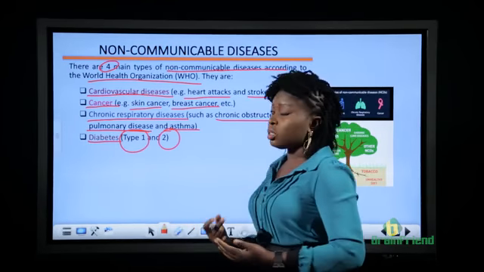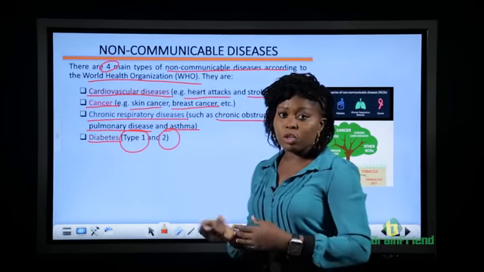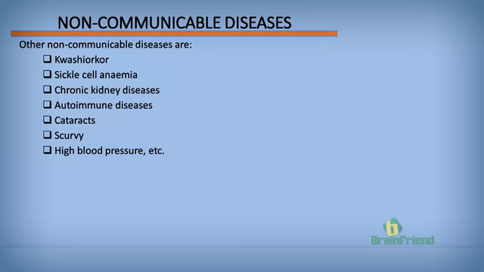But this is not to say that we don't have other kinds of non-communicable diseases. Other kinds of non-communicable diseases are kwashiorkor, sickle cell anemia, chronic kidney diseases, autoimmune diseases, cataracts, scurvy, high blood pressure, and the list goes on and on. As we said earlier, any disease that cannot be transmitted from one person to another is a non-communicable disease. So there are a whole lot of them.